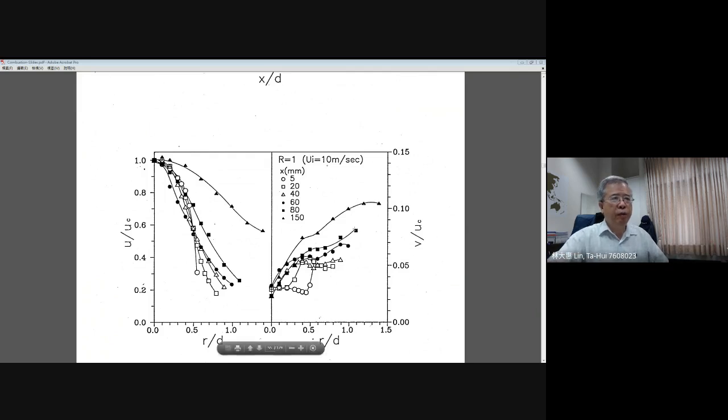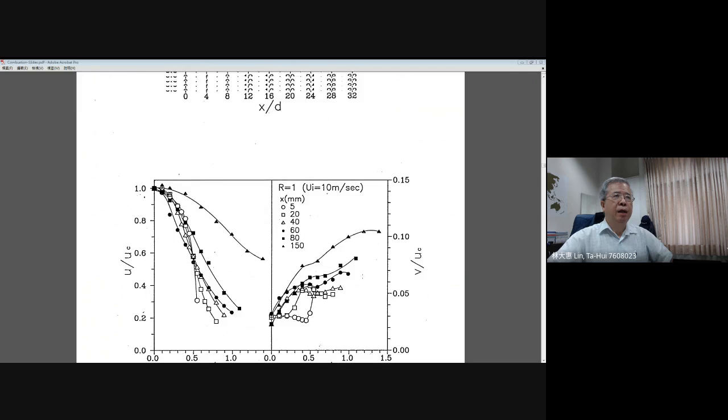Finally, when you go to the very far downstream, x equal to 150 millimeter, you can see this basically tells you the velocity distribution in the fully developed region of this jet flow. And in a similar way you can see the radial velocity will continuously grow because the region of your jet extends in the radial directions as we described earlier in the jet flow.